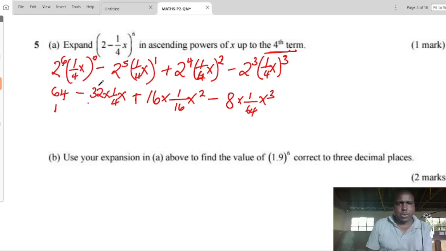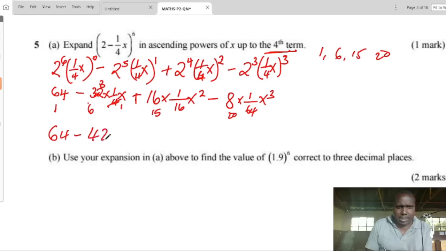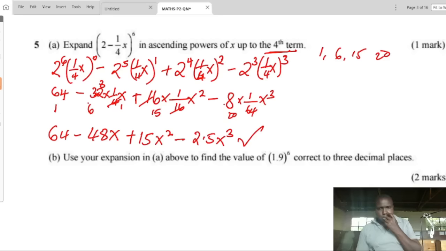And then now you put the coefficients. The coefficients for power 6 are 1, 6, 15, 20. So 1 times 64 is 64, minus 6 times 8 is 48, 48x, plus 16 times 15 over 16, so this one will be 15x squared, minus 8 divided by 64 is 1 over 8, times 20, 20 over 8 is 2.5x cubed. So that is the expansion we are supposed to have.